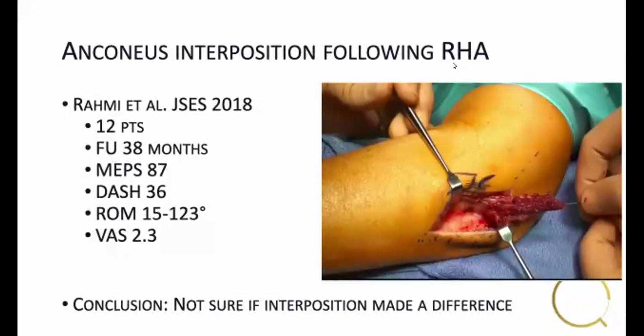So these were resections that failed, and Rami et al. published their experience with interposition arthroplasty. So remove the radial head prosthesis and interpose the anconeus in the gap. They followed 12 patients for about 3 years. Mayo performance score very good, 87. VAS score low with 2.3, and a nice functional range of motion, but not perfect. And then, somewhat surprisingly, the authors said in conclusion, they're not sure if interposition made a difference. So no one can tell whether it's better just to remove the prosthesis, since it might fill up with tissue anyway, or if it's better to remove the prosthesis and interpose with an anconeus or something else.